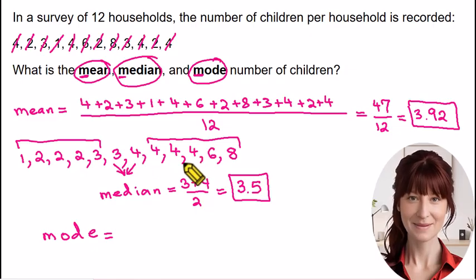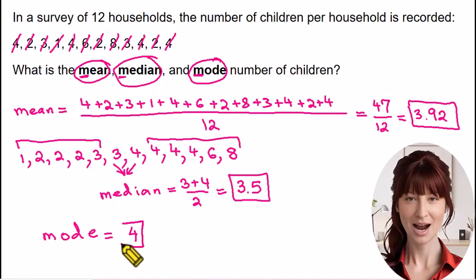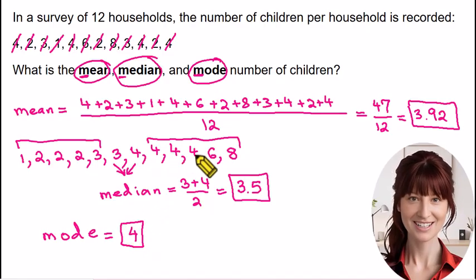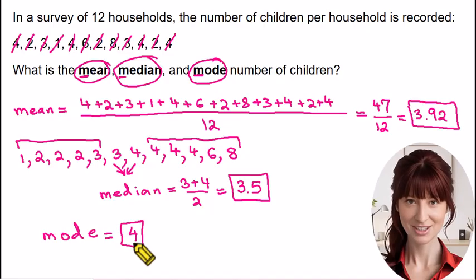But we must take the number that's repeating most often. 2 is repeating 3 times, 3 is repeating twice, but 4 is repeating 4 times. So the mode is 4. Okay, we only have one mode because the number 4 is repeating more than any other numbers in the data set. So we have a unique mode. So here we have it, the mean, the median, and the mode. Let's go ahead and look at another example.